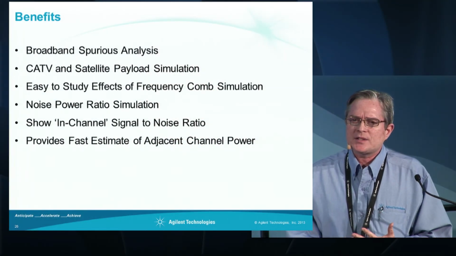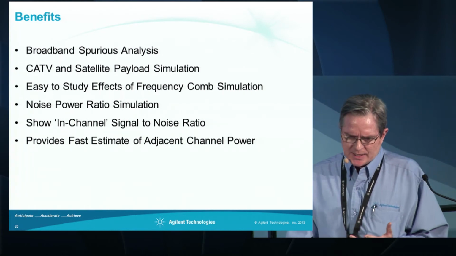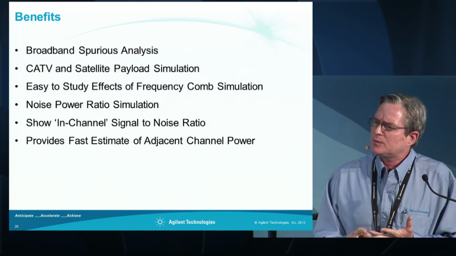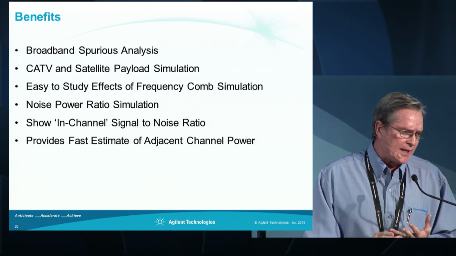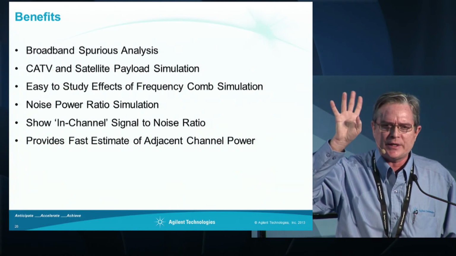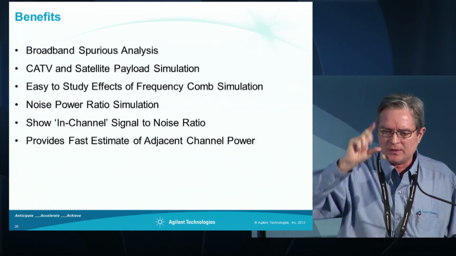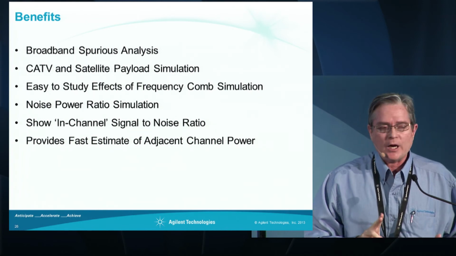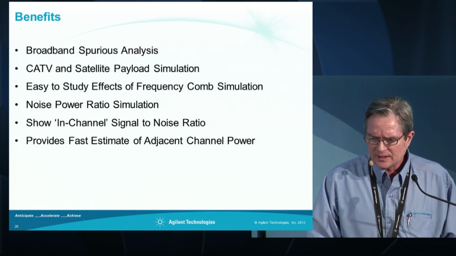All right, so the benefits of this technique is broadband spurious analysis. It's very fast. If you're doing cable TV, maybe payload simulations where you need a large number of carriers. If you want to do any type of effects by using a frequency comb. It's very common to do a noise power ratio test where you have several carriers, and then usually you drop a few carriers and measure the intermods so you can see what the intermod level is, and that's very common. But with this technique, you can see the intermods underneath the signals. You can get in-channel signal-to-noise ratio, which is a great benefit and provides fast estimation of the adjacent channel power.